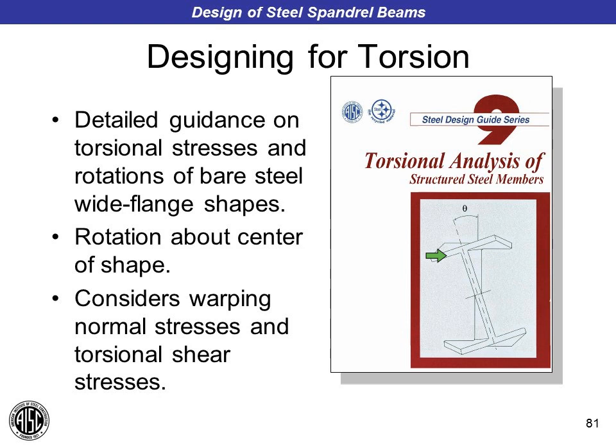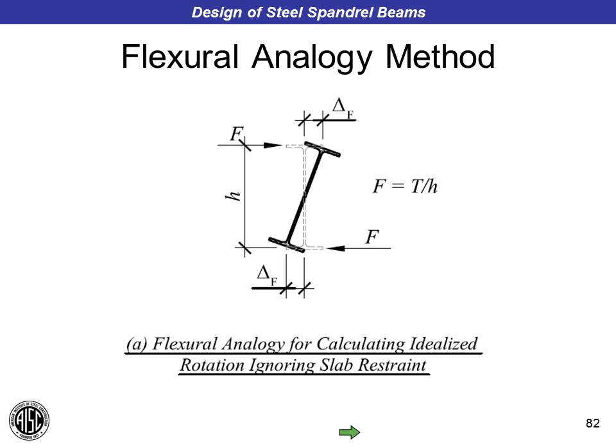And another word on torsion is that we do need to consider the warping normal stresses and the torsional shear stresses, and those need to be considered in combination with the other loads from flexure and axial load and shear that you have on the spandrel beam. For a long time, engineers have known about the flexural analogy method. It's an alternative to the AISC Design Guide 9 method, and the latter might be cumbersome to implement in a spreadsheet. In contrast, using something like the flexural analogy method can be relatively quick to implement in something like a spreadsheet, and I'll talk about how to do that in just a second.